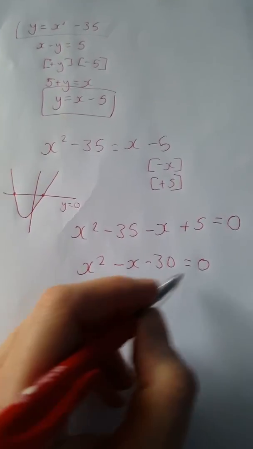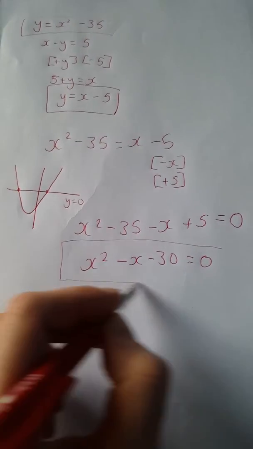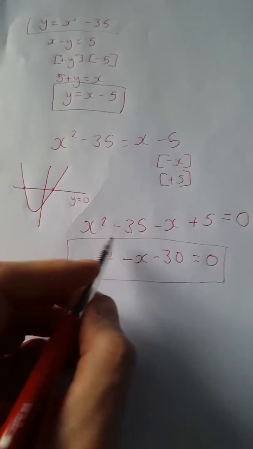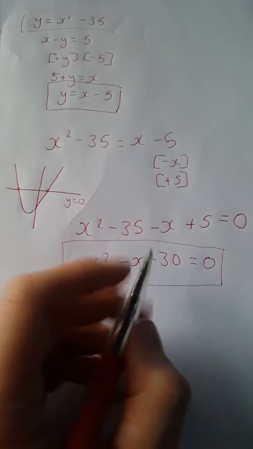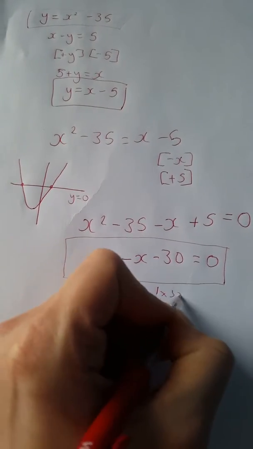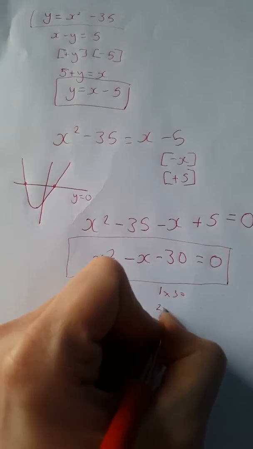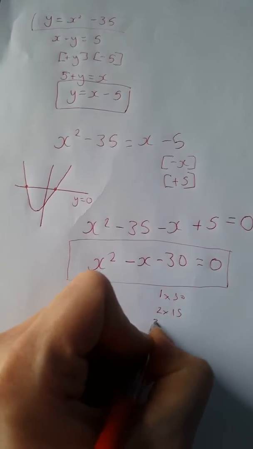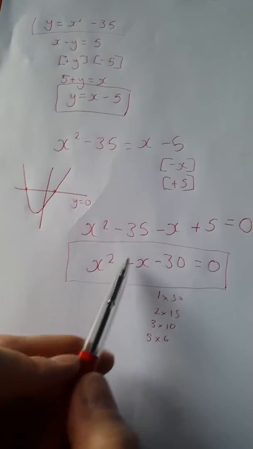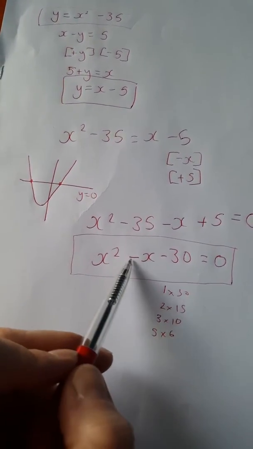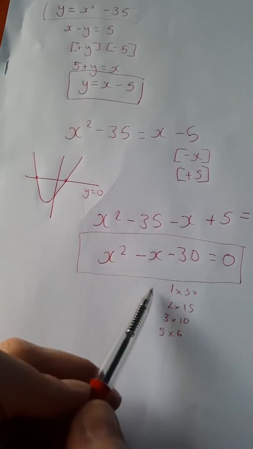So now that is our full quadratic, and we can factorise it. So I'd look at this and say, well, what two numbers times together to make 30? So 1 and 30, 2 and 15, 3 and 10, 5 and 6. And which two of those make a comfortable gap of 1, because this is one lot of x between them.